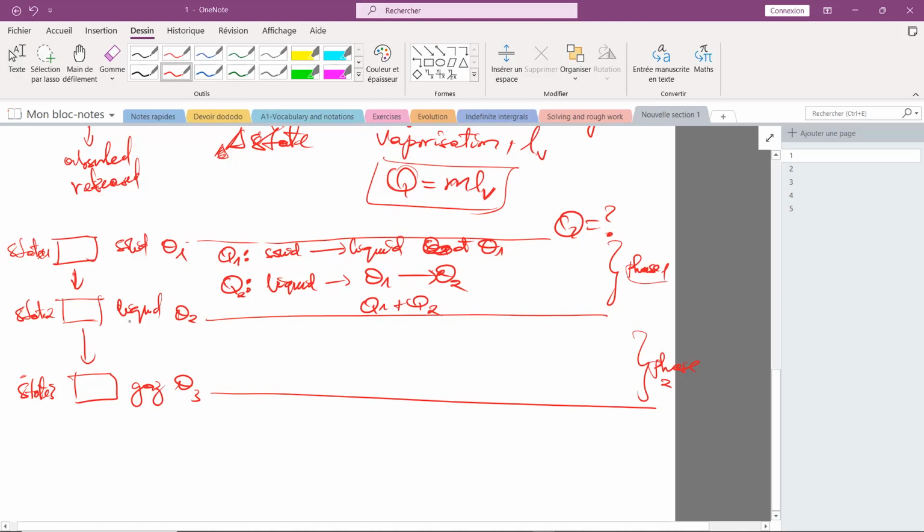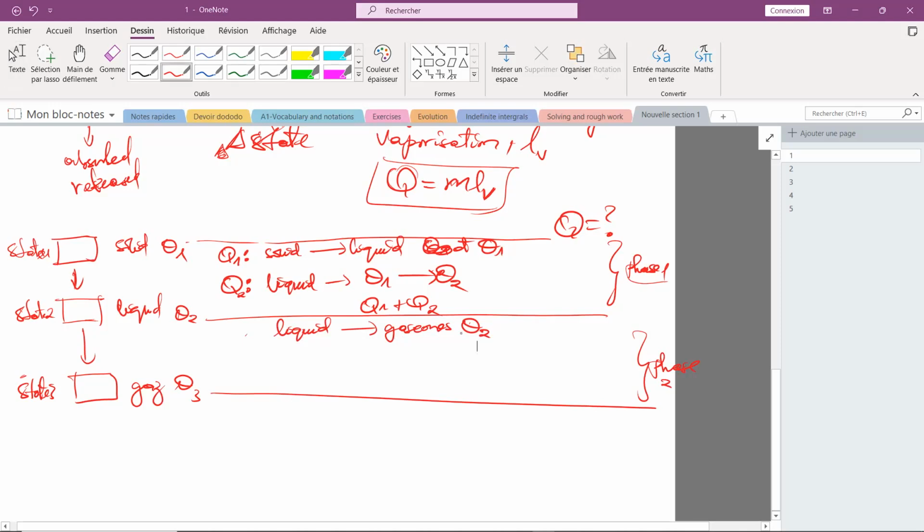Let's now go to the second phase. In the second phase, we're going to apply the same procedure. In the second phase, the substance is already a liquid at this temperature. The substance will first leave the liquid state into the gaseous state at the same temperature. At what temperature was it? At the same temperature, theta 2.